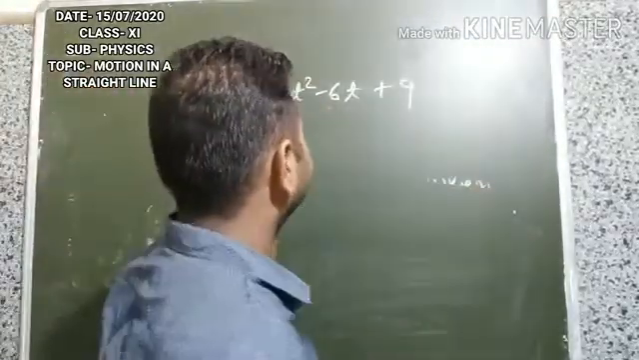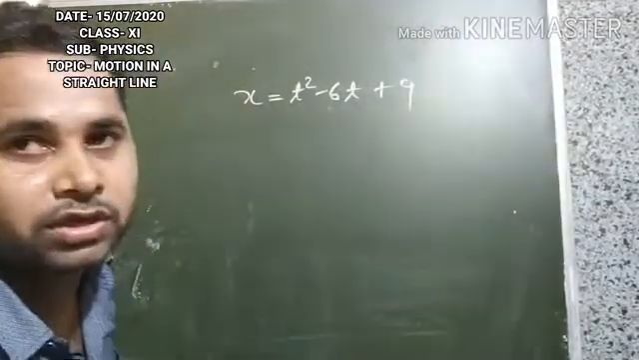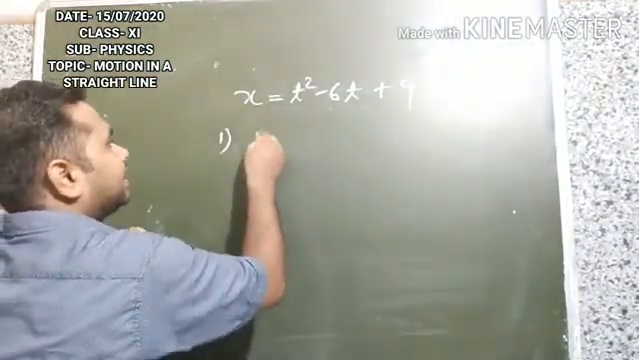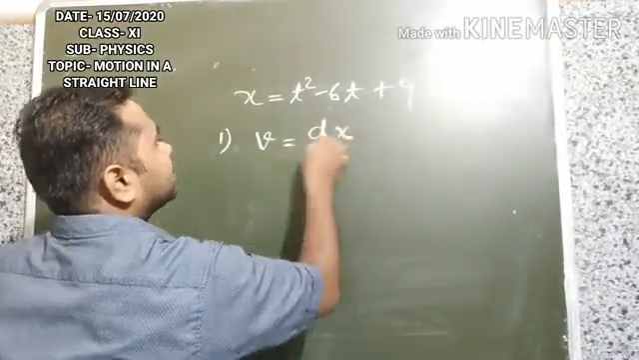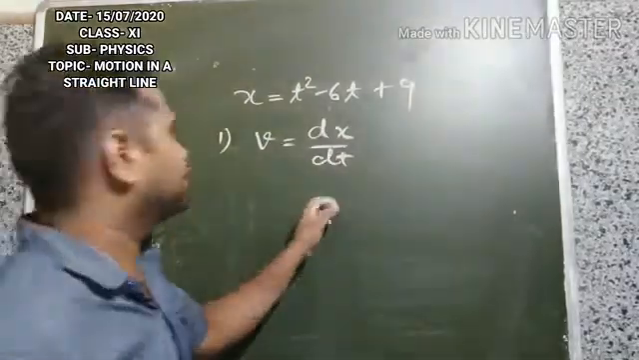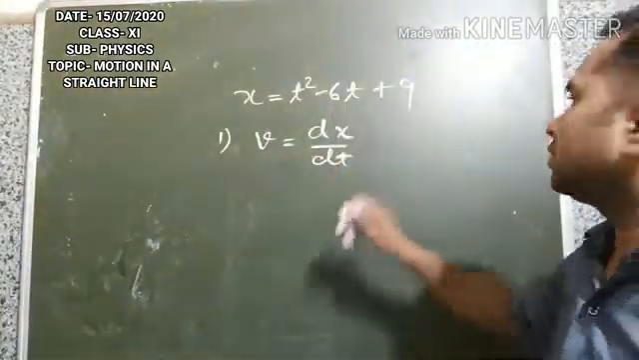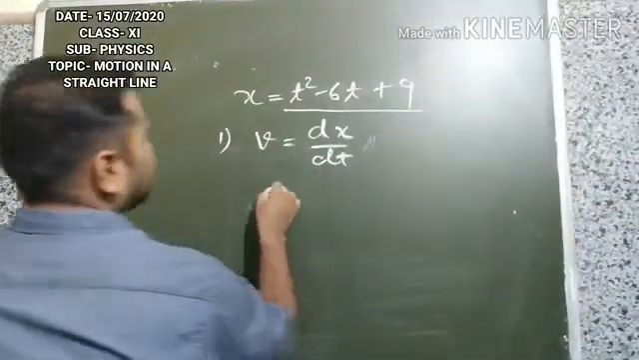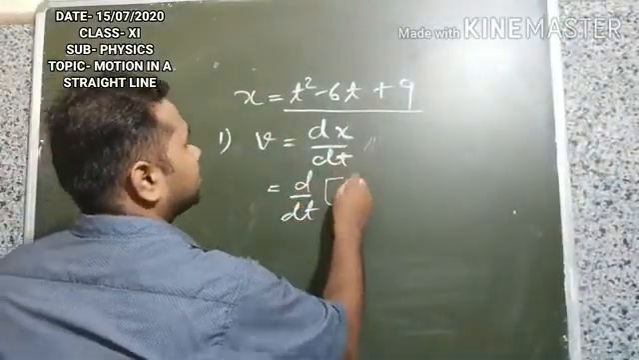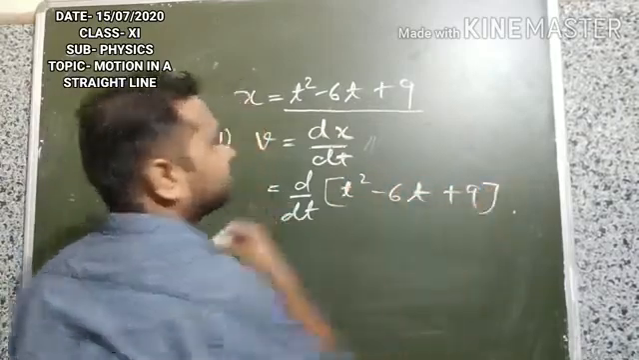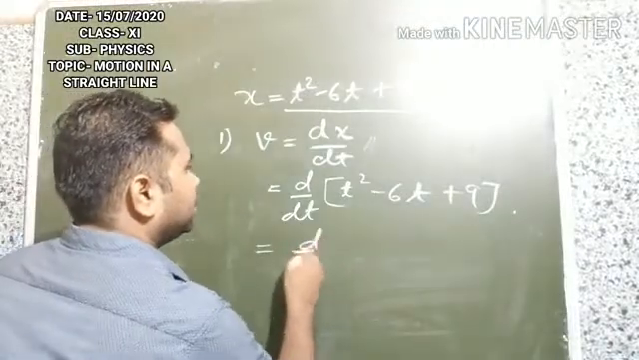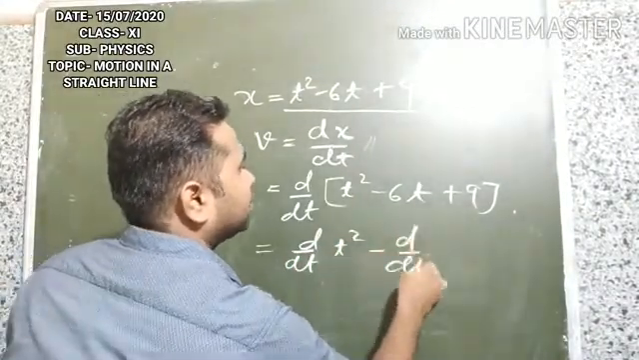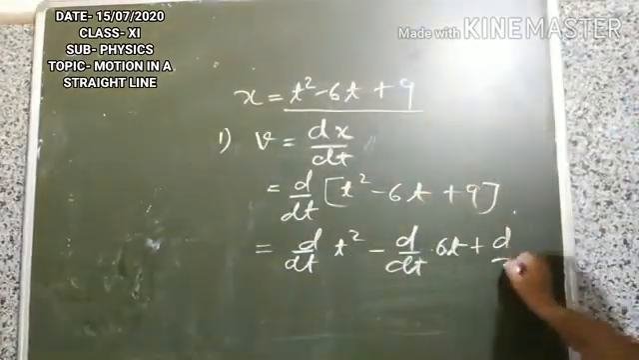See here. We have to use the calculus method. We know that this is the displacement, and for measuring the instantaneous velocity, it is dx/dt. d/dt of x, or you can also say dx upon dt. So we have to differentiate this term with respect to time. Let's differentiate d/dt of x, t square minus 6t plus 9. It will differentiate these three separately: d/dt of t square minus d/dt of 6t plus d/dt of 9.